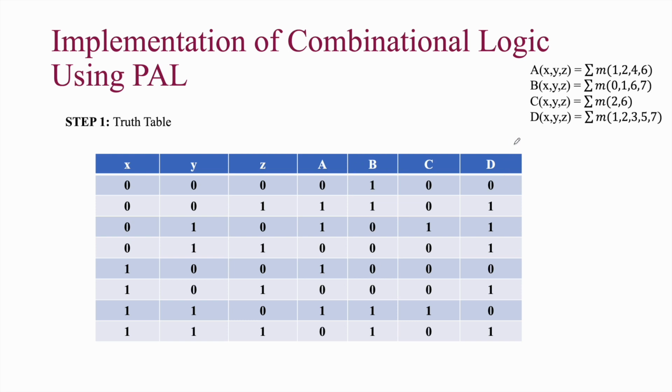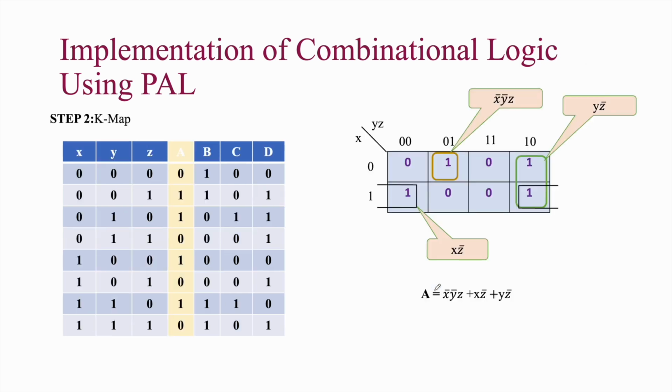When we assume D has minterms 1, 2, 3, 5 and 7. So 1, 2, 3, 5 and 7. For the rest, 0 is marked. Similarly, for C we have only 2 and 6 and the rest are 0. So the truth table is done. This is step 1. Next, step 2 is to use a KMap and find out the expression for A, B, C and D. Let us do it one by one.